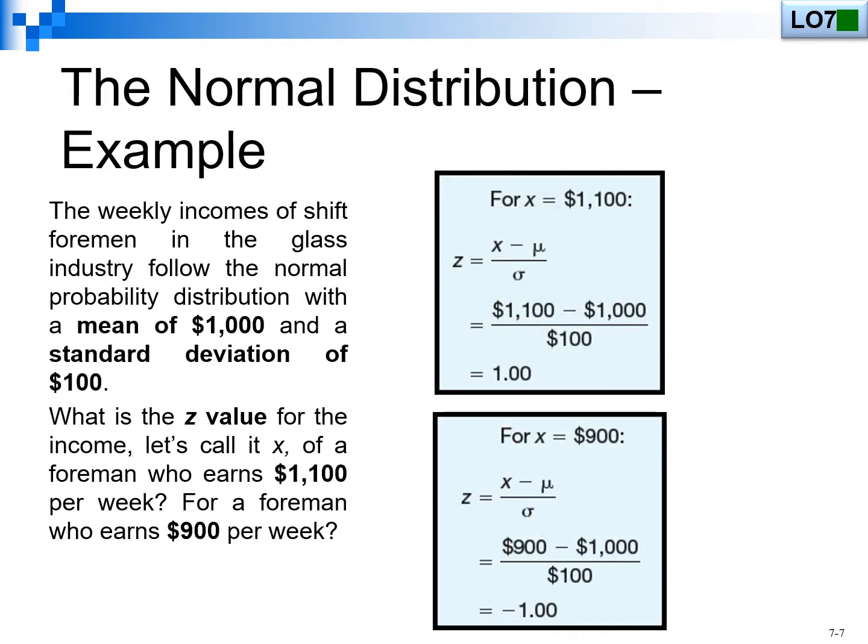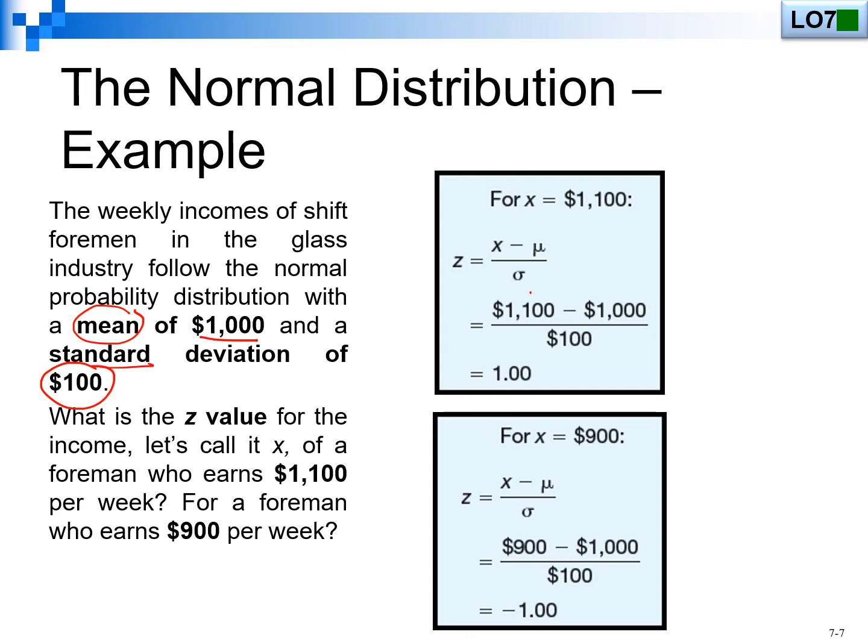So again, in this example, they're showing you the steps to calculate a z-value. Notice that they give you the mean value to be 1,000. They give you sigma, or standard deviation, to be 100. And then it says, what is the z-value for the income, let's call it X, of a foreman who earns $1,100 per week, and then for a foreman who earns $900 per week. Before you could get the actual z-score, you just plug it into the formula.